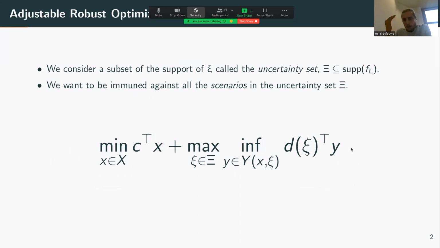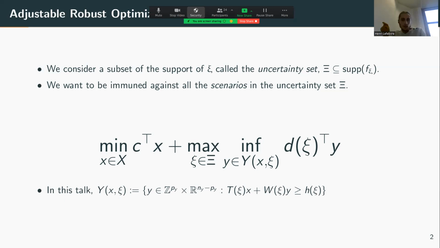So if we take a robust viewpoint on this case, we consider then an uncertainty set, which is a set of scenarios, and we can model this problem as a min-max-min problem, where the first minimization over X tells you that you want to take the best here-and-now decision. The max identifies the worst case, and then the min over Y takes the best wait-and-see decision. Okay, so these are the problems that we are considering here. In this talk, we will specialize Y to be a mixed-integer linear problem.